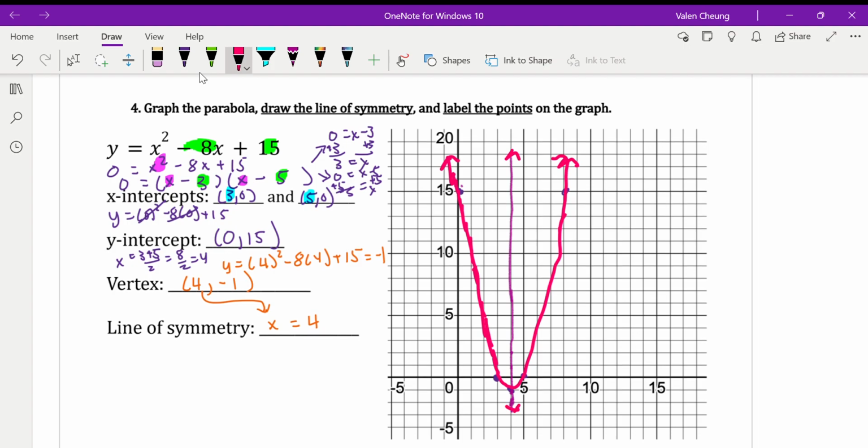So we got 0 comma 15 for the y-intercept, 3 comma 0, 5 comma 0, 4 comma negative 1, and we got x equals 4 for our line of symmetry.